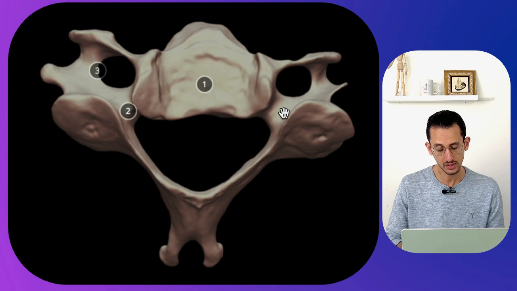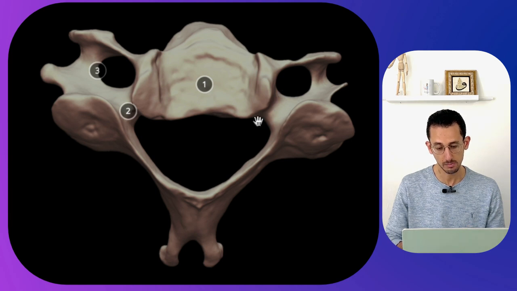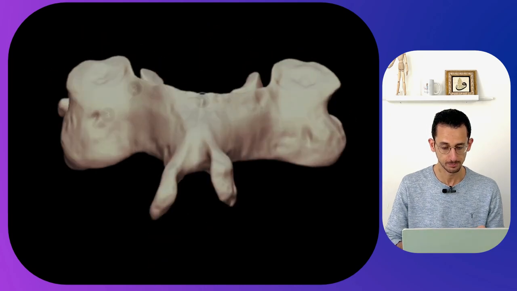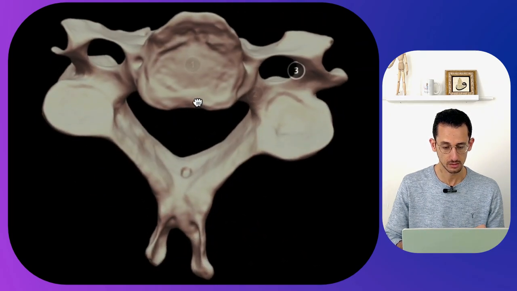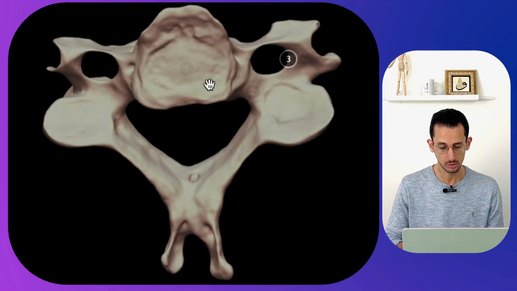On top of this pedicle, there looks like a groove, and that groove is basically where the nerve root will pass. So if you think about it, you'll have a spinal cord here. At each level, it will be giving a nerve root on each side. The nerve root will be passing through this space, which is called the neural foramen. And this is a down view on the same vertebra.